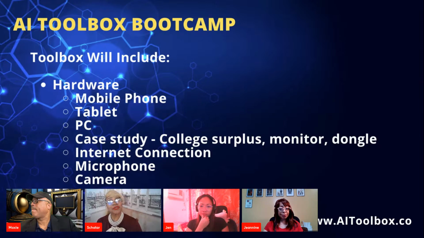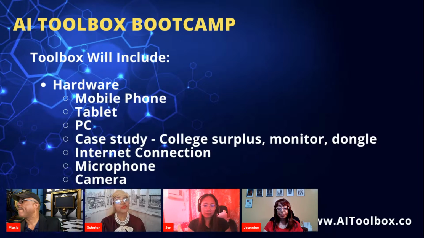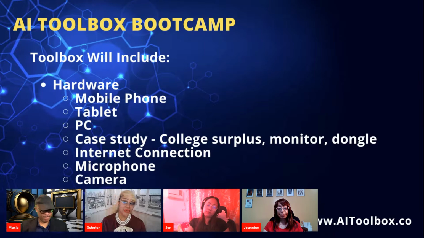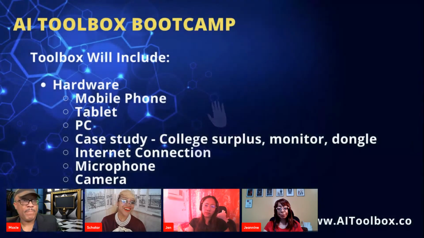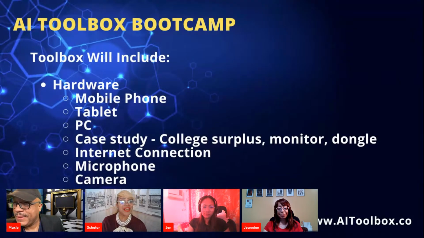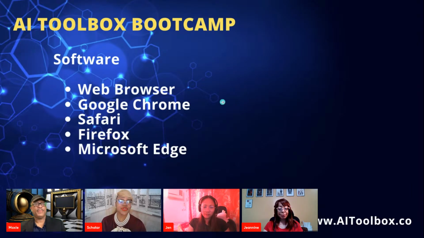The toolbox will include specific hardware that you may have right now. For example, your mobile phone. This is a great starting point. You may operate on a tablet. It may be your PC. We'll also discuss a case study, meaning where you can access your materials. You may get them from Best Buy, Office Depot. You may go to a college surplus store. You can access monitors, dongles, and so on. You may have an internet connection. You may use a microphone and a camera. All of these things are key pieces of your toolbox.